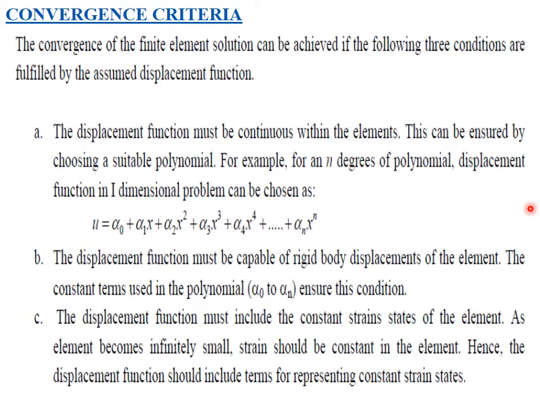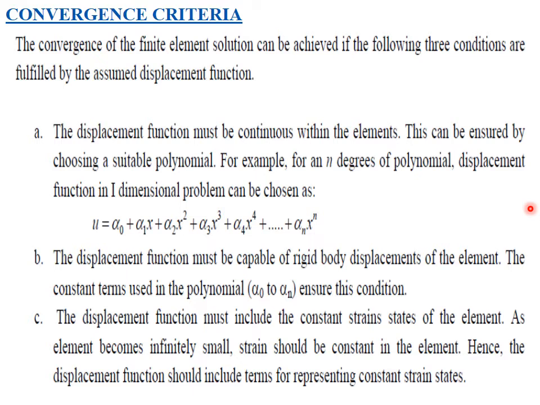So continuing with our previous one, we will see about convergence criteria. The convergence of the finite element solution can be achieved when the following three conditions are fulfilled by the assumed displacement function. First, a displacement function must be continuous within the elements. This can be ensured by choosing a suitable polynomial function.